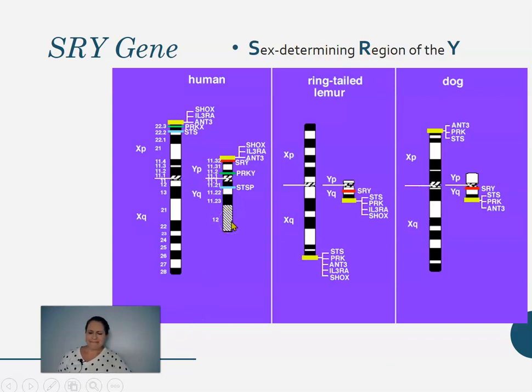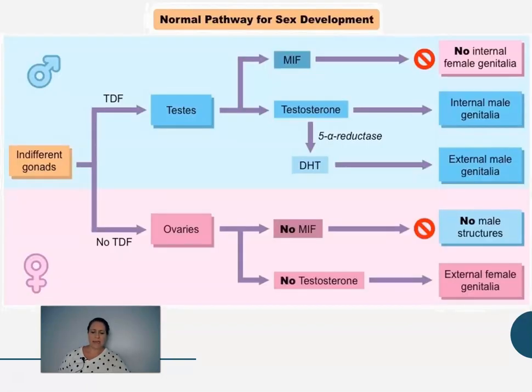And not much else on this little Y chromosome. The SRY gene is definitely the most important of the 100 or so genes found on that Y chromosome. So it's one little gene, but it's really important. So let's talk about why it's really important. Here we have an abbreviated pathway of what normal sex development would look like for humans or other mammals.